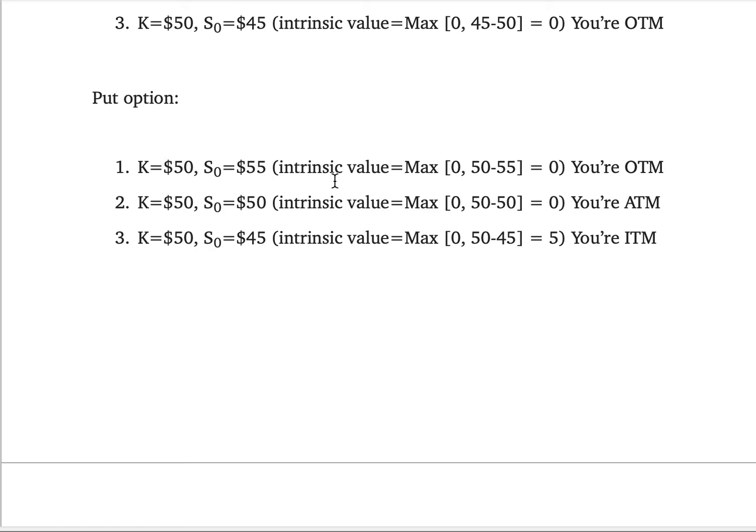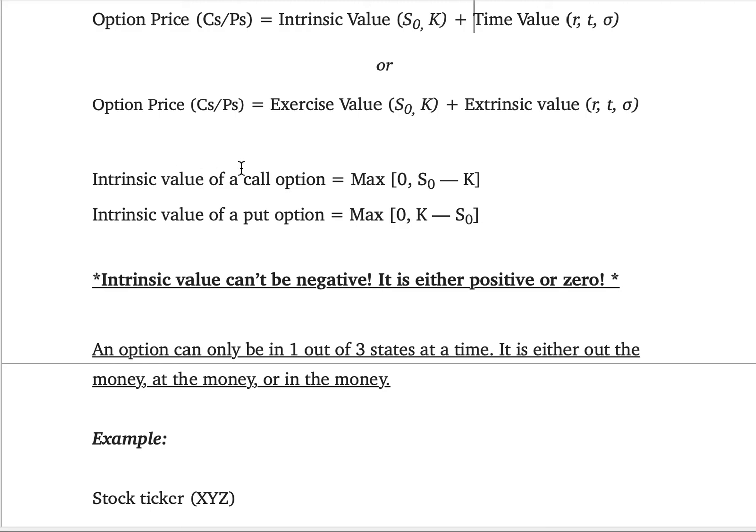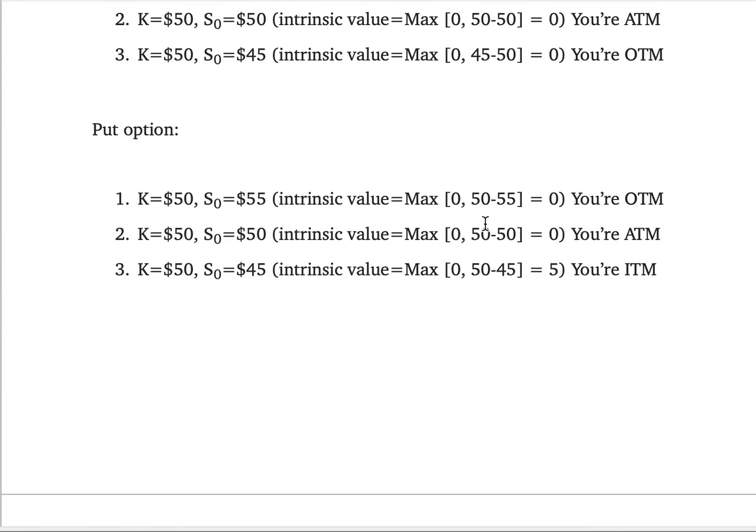Put option, the formula to calculate intrinsic value. Remember I said it's essentially the same, but we're just going to switch the order of the two variables. For the call option, it was stock price minus strike price. Now for the put, it's going to be strike price minus the stock price. So all we're going to do is a little switcheroo, but the core aspect of the calculation stays the same.